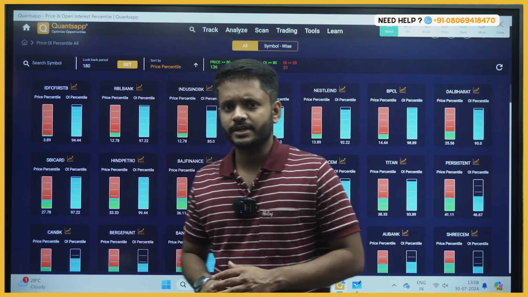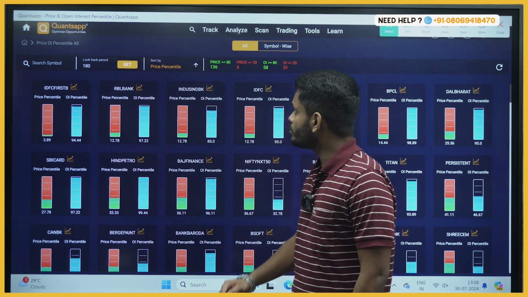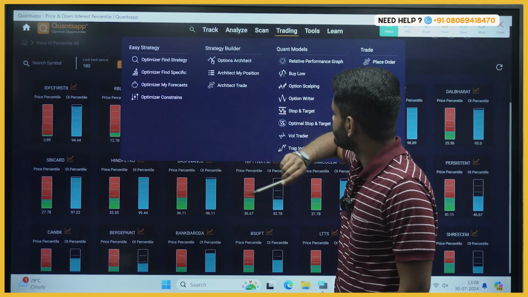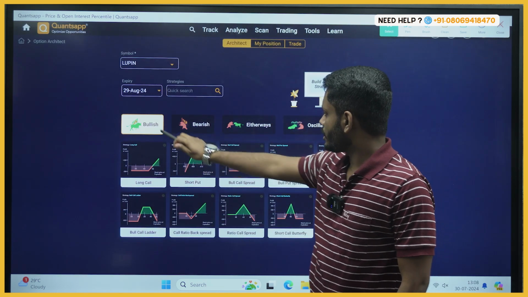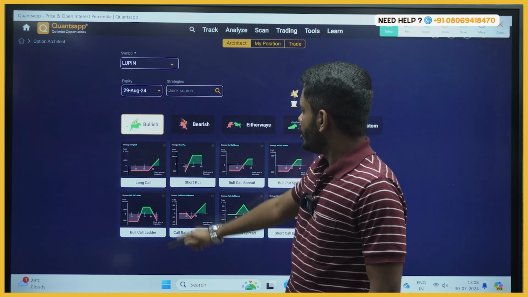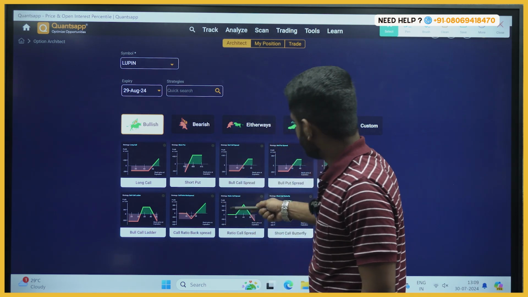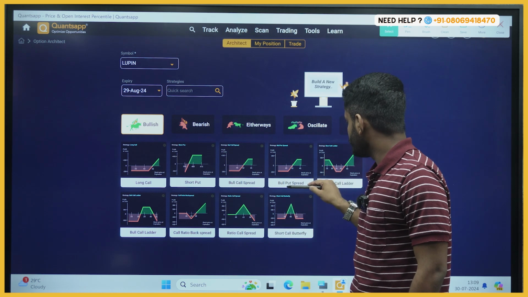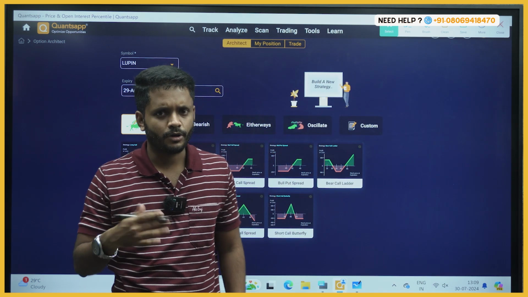Same for the downside. Now if you have any difficulty in understanding the strategies, what you can simply do is go to trading. There is an options architect. Say for example you are bullish as of now, so you have long call, naked call, short put, bull call spread and bull put spread. So whichever you feel comfortable, you can opt for that strategy.